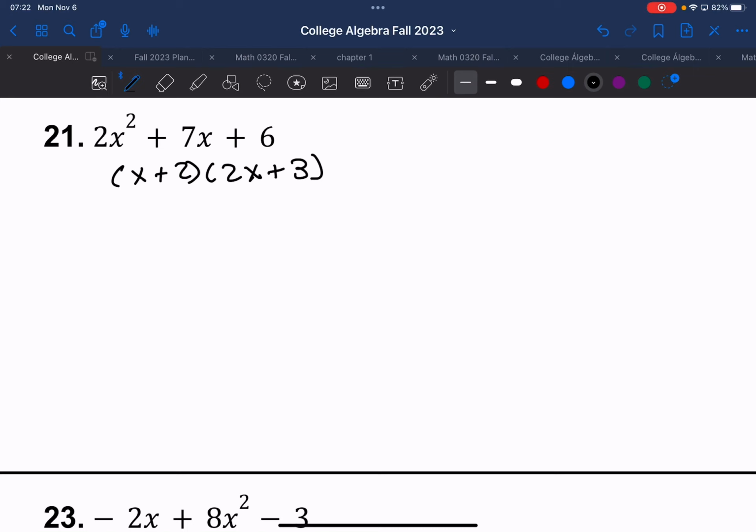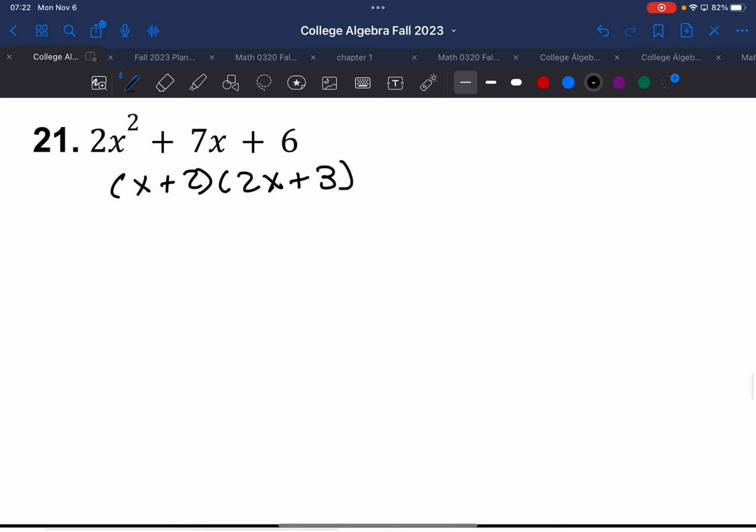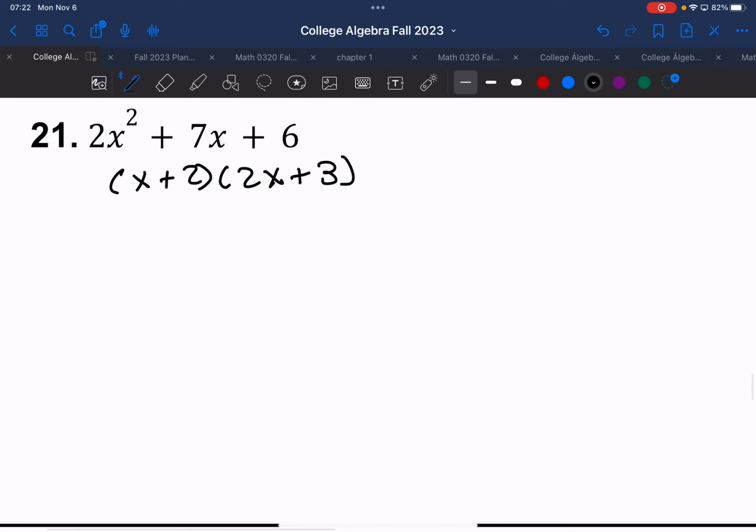Oh, you wrote it backwards. Sorry. Oh yeah, if it's written in the opposite order, it's fine, because when we multiply something, 2 times 3 is the same as 3 times 2. Okay. Once we have our factors, we're going to set this equal to 0. This part where we just set this equal to 0, this is using the zero product property.